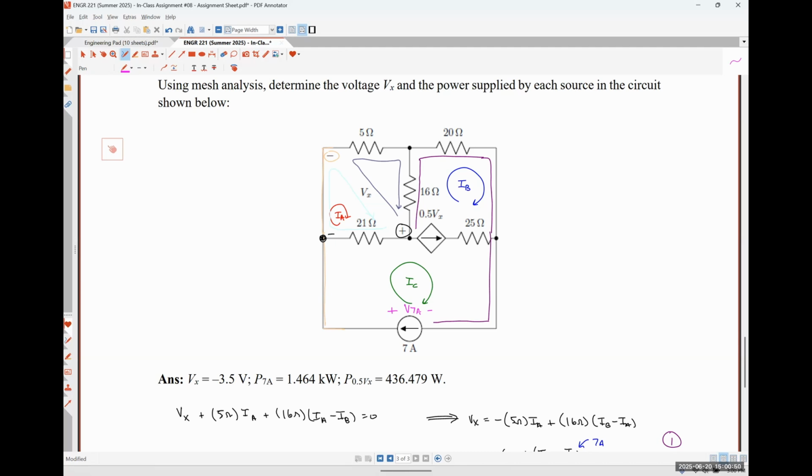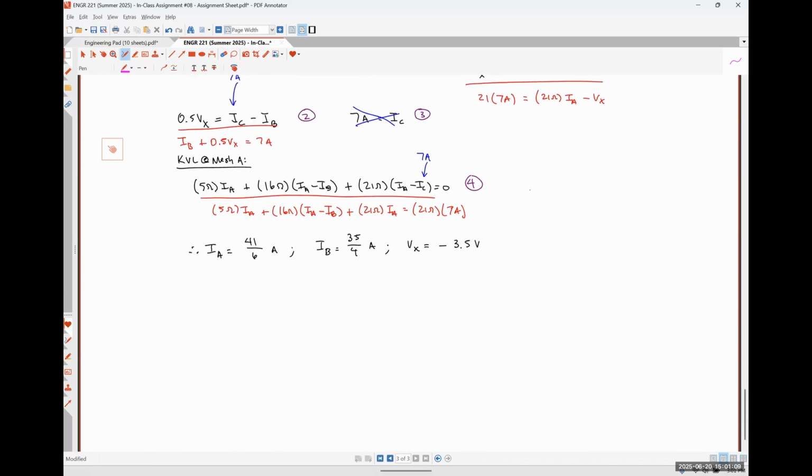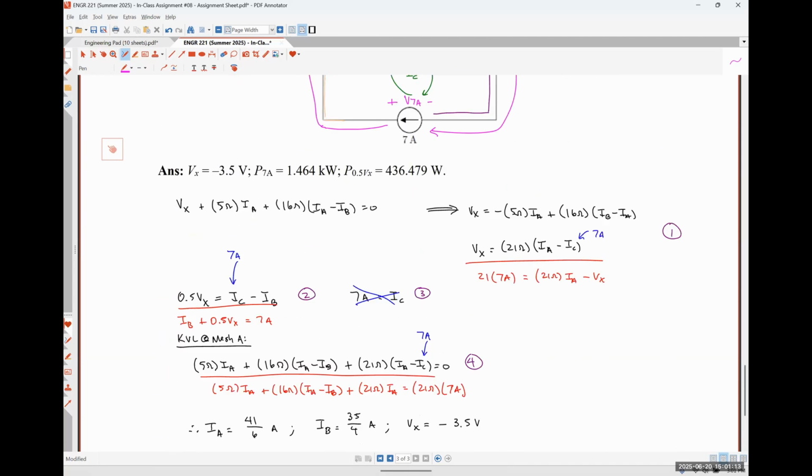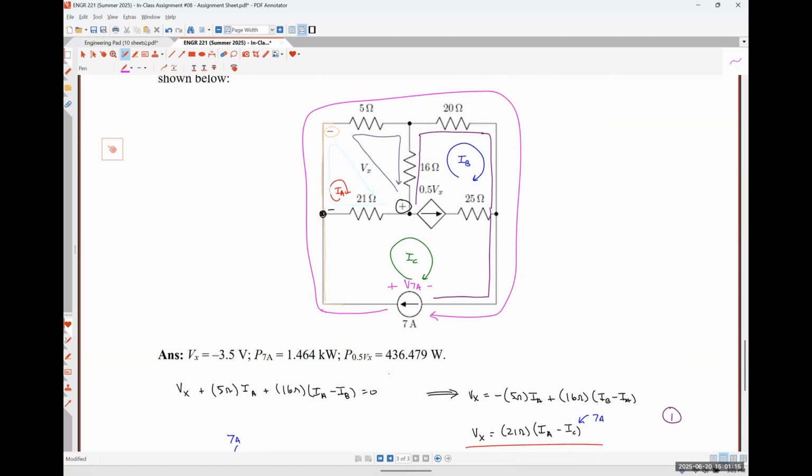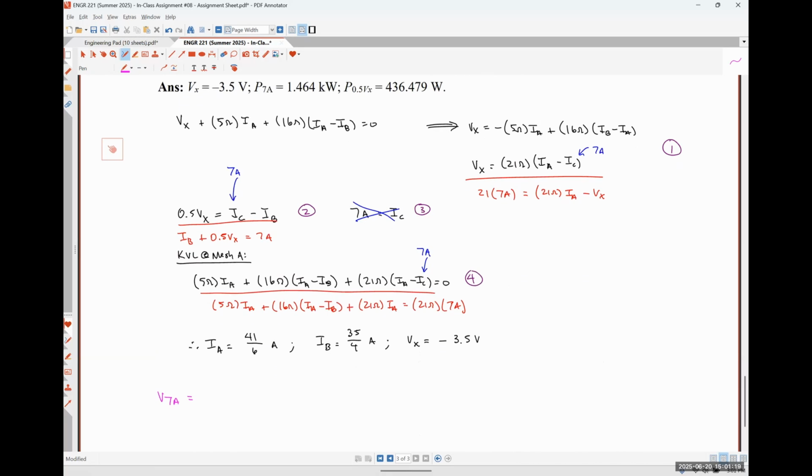So what about the perimeter of the circuit? Right? That's our only unknown quantity if we've already found all of our mesh currents, right? So we could say that our voltage V7A, I'll do it down here, is going to wind up being equal to 5 ohms times IA plus 20 ohms times IB.